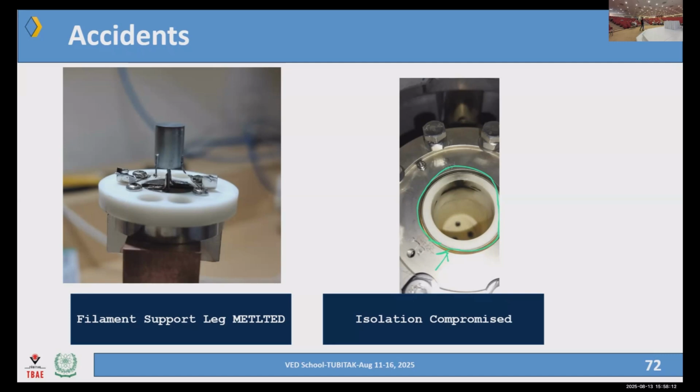We spot welded the filaments, but these are the support legs that got fired. Support legs, they're not actually the filament legs. They are the legs which support and are used to fix the cathode in the assembly. So that could be something else. Contact resistance. Thermal insulation. Yeah, you're very close. What happened was the alignment was not very good, and the cathode got touched with the head.